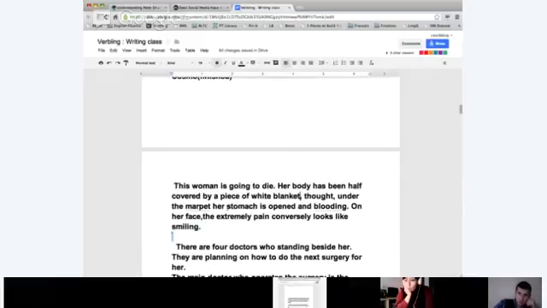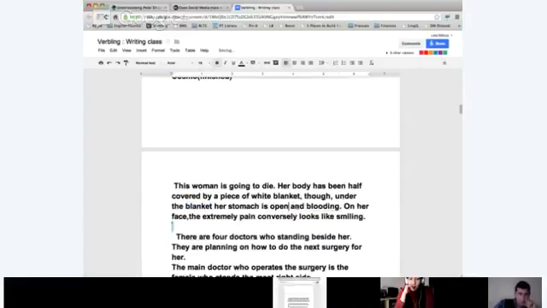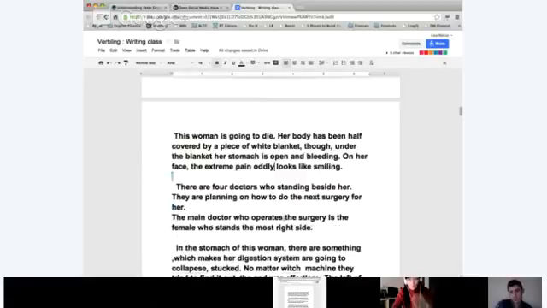This woman is going to die. Her body has been half covered by a piece of white blanket. Though under the blanket, her stomach is open and bleeding. On her face, the extreme pain oddly looks like smiling. Yeah, I wouldn't really use conversely. I would use something more like oddly, like you wouldn't think she's smiling, but it does look like it.